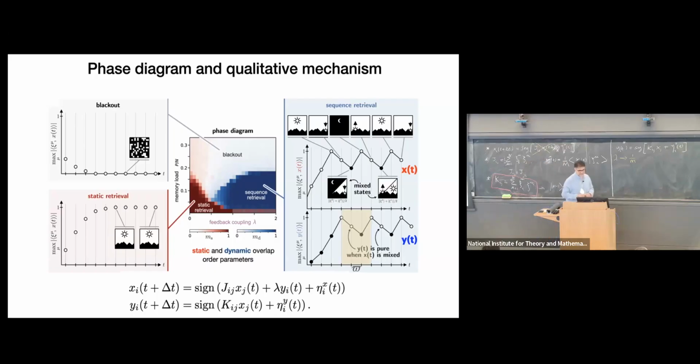And now the part that I thought was quite neat, or at least we didn't expect it, is that the various stages can be defined from the overlap. This is the blackout phase. This is the static retrieval one. That's why it's static retrieval, because you retrieve a finite overlap and you stay there.